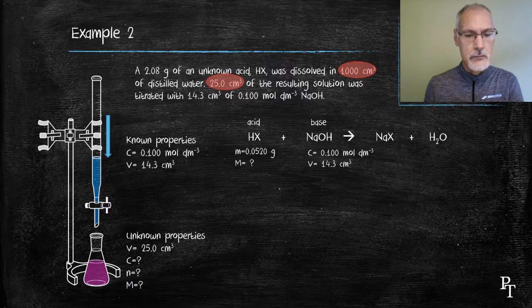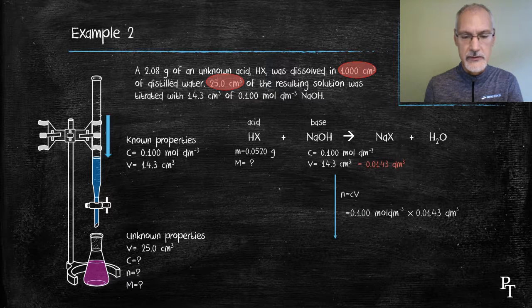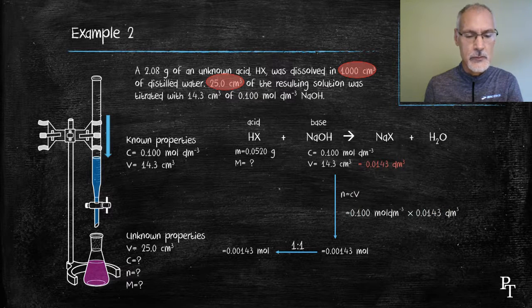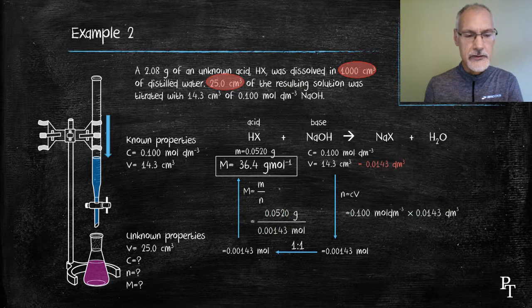Now I'm asked to figure out what the molar mass is of substance X. With knowledge of the concentration and volume of base, I can convert that volume into decimeters cubed and thereby calculate the number of moles of base, concentration times volume. The 1-to-1 ratio that exists here also means I have knowledge of the number of moles of acid. With knowledge of number of moles and mass, I can calculate the molar mass. And with that, I arrive at 36.4. Again, that's been rounded down to 3 significant digits to reflect the information that I'm given.